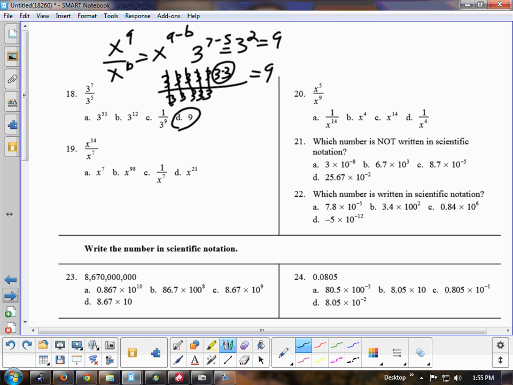19, doing it the same way. X to the 14 minus 7 is x to the 7th. Or you can write 14 x's on top, 7 on the bottom. Do your cancellation, and you're left with x to the 7th on top.